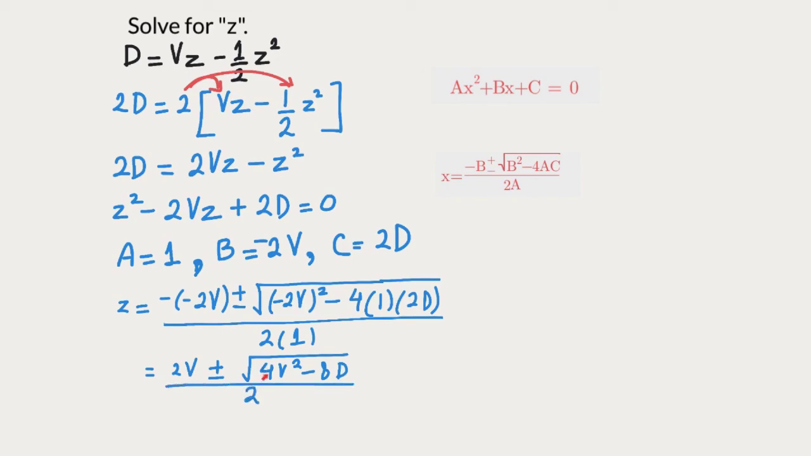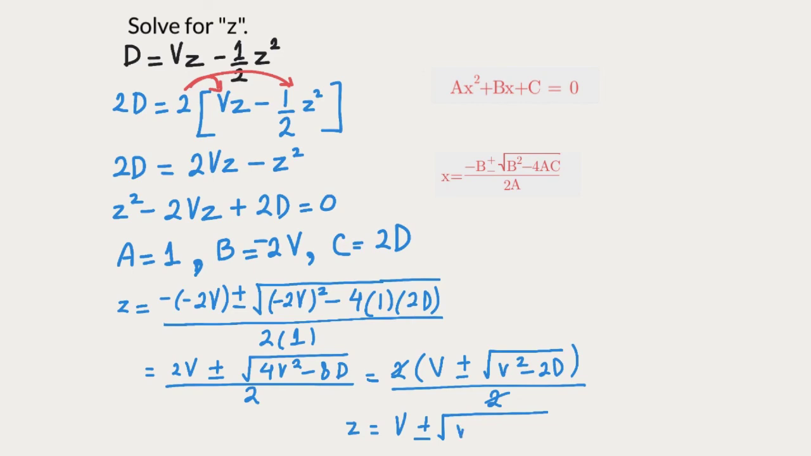We can factor out 4 from here, and since it is under a square root, when we factor it out of the square root, it will be written as 2. 2 times v plus minus under root of v square minus 2d whole divided by 2. This 2 and 2 get cancelled out and we are left with z equals v plus minus under root v square minus 2d. And this is the solution of our equation.